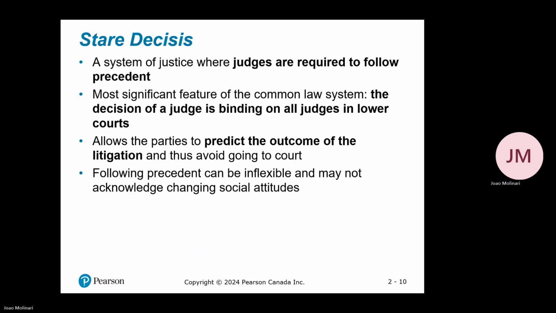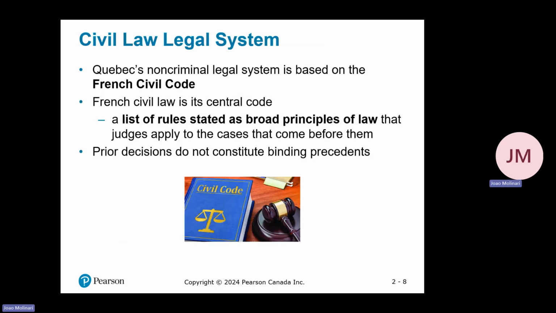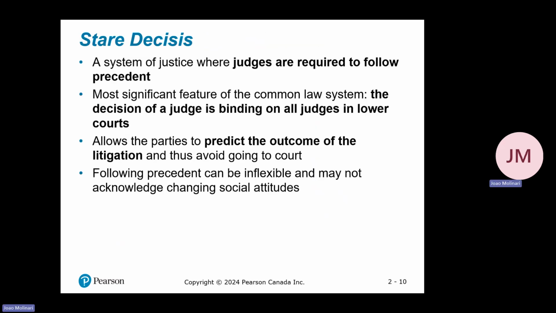Okay? So, in Canada, most private law actually comes from courts. Tort law mostly comes from courts. Contract law mostly comes from courts. So, in Quebec, the law comes from the civil code. In BC and other provinces, from the Supreme Court of Canada, they come from other decisions.